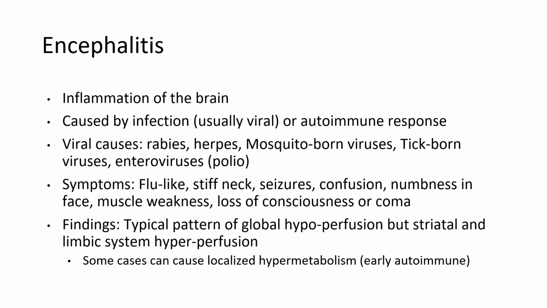Typical pattern of global hypoperfusion is seen in the brain. You don't really see as much of the gray matter, but you do see the striatal and limbic systems, and they will be hyperperfused. In some cases, this can cause localized hypermetabolism, and you'll see that with the early autoimmune response. And that's just because the body is fighting itself. You have all these antibodies there, and so it's just attacking your brain, and it causes kind of a global inflammation.